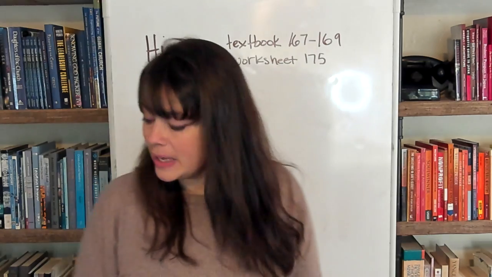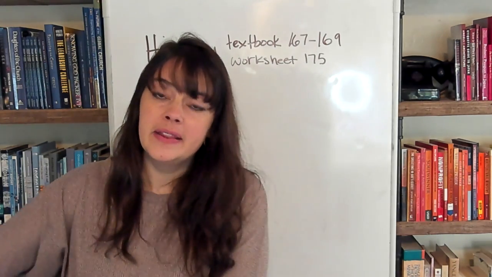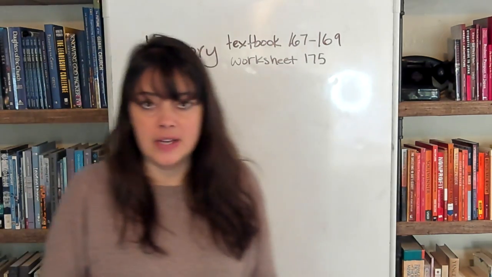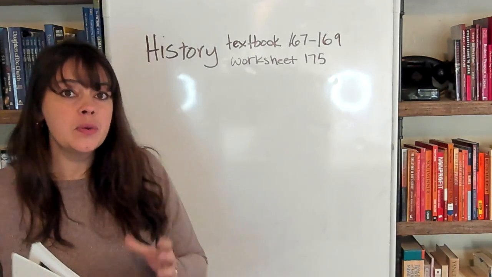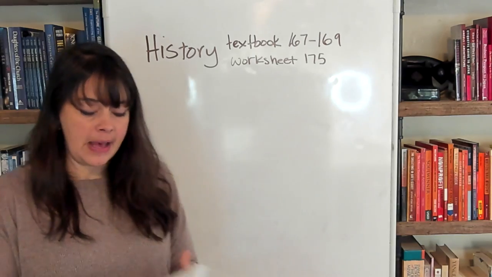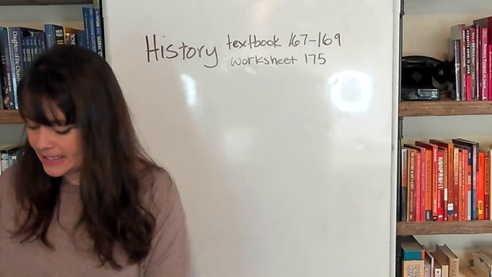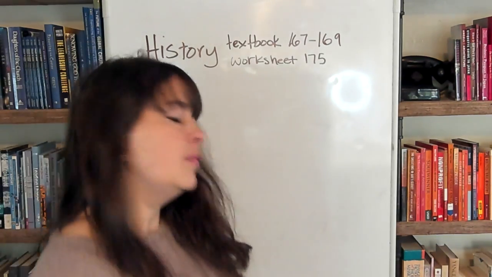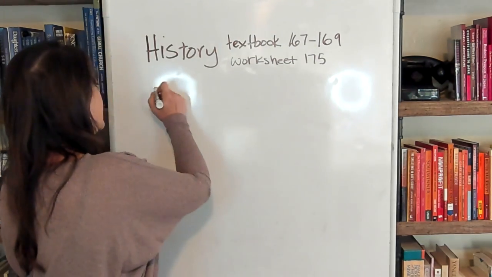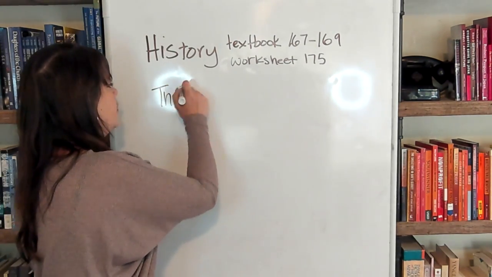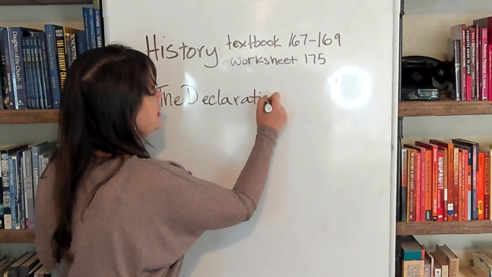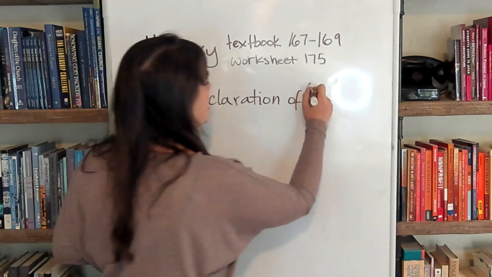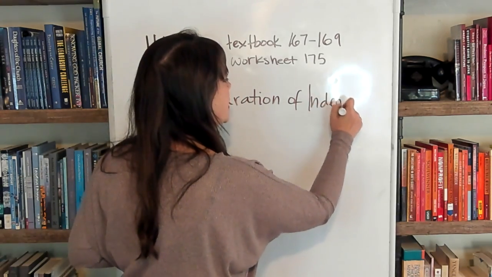Okay, so in history, we've been learning about the beginning of America, the United States of America. We've talked about several of the things that led up to the Revolutionary War. Today we're going to read about the Declaration of Independence. I'll write that up here. The Declaration of Independence. This is one of the bold print phrases in our reading today.